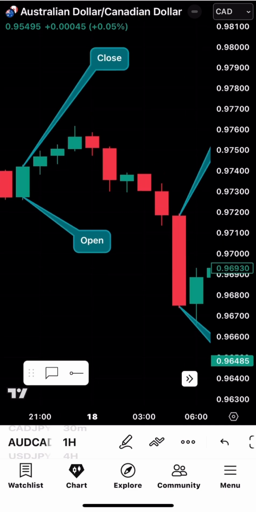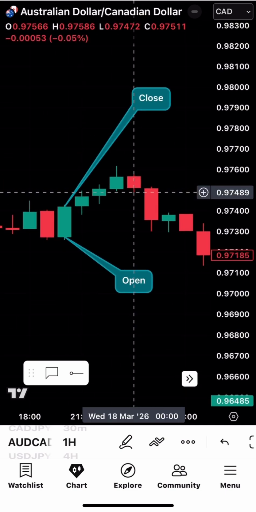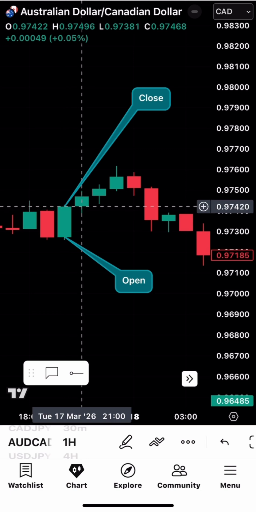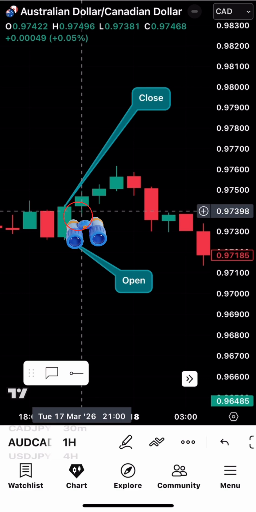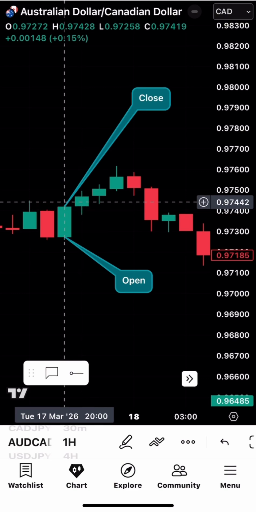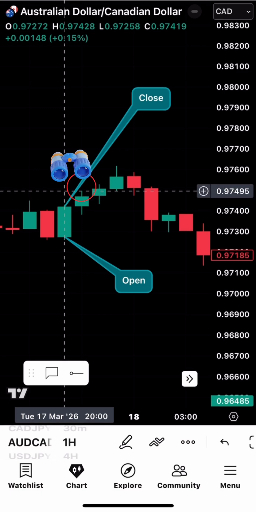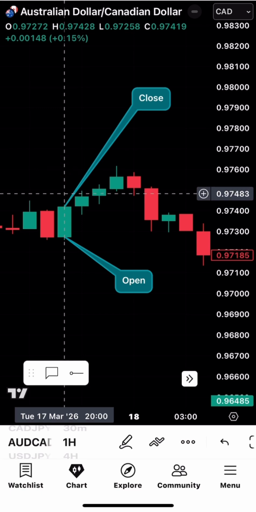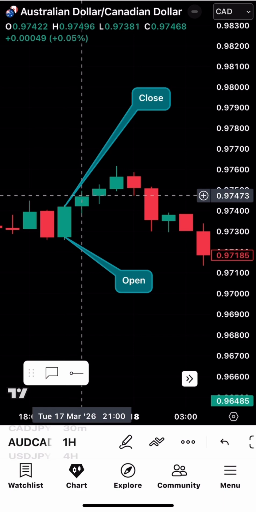And again, how these wicks were created is because even though we opened here, price wanted to explore this area, but it said, nope, we're not going down that way. And that's how that wick was created. Then price said, okay, I think I want to explore this way. And rejection said, nope. By the time, let's see, this candlestick is representing March 17th, 2026 at, let's see, 9 p.m., right? 2100 hours would be 9 p.m.